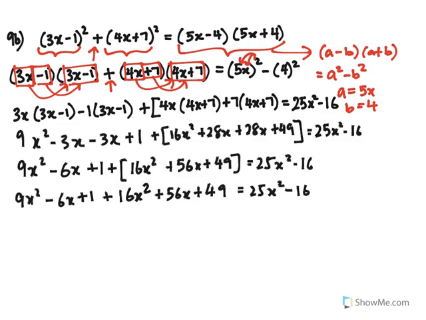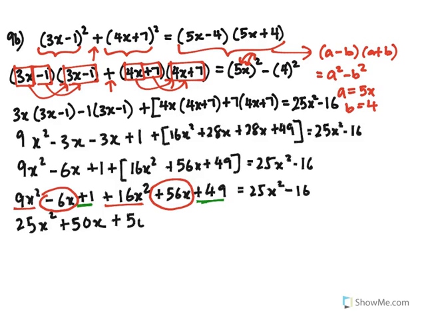Alright, now at this part, maybe you want to simplify certain things first. You have your 9x squared plus 16x squared, which is 25x squared. And then you also have your minus 6x and plus 56x, and you have positive 50x. And then you have also your plus 1 plus 49, which will give you plus 50. And the rest is the same, 25x squared minus 16.